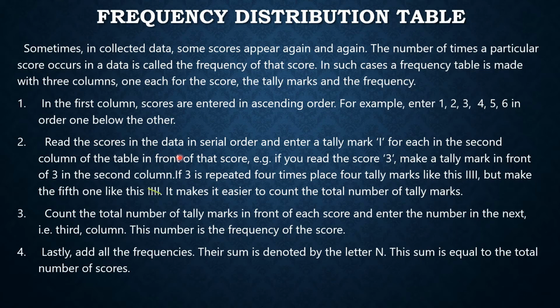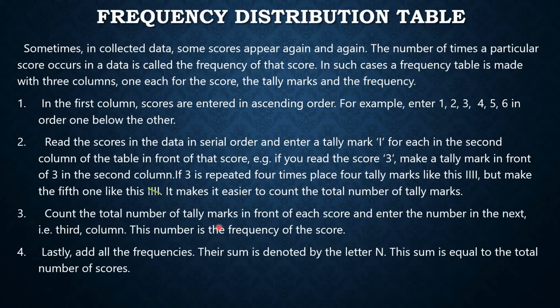Read the scores in the data in serial order and enter the tally marks, 1 for each, in the second column of the table in front of that score. Example, if you read the score 3, make a tally mark in front of 3 in the second column. If 3 is repeated 4 times, place 4 tally marks like this, but make the fifth one like this, that is, 1 will be crossed over the 4, so in total it will become 5. It makes it easier to count the total number of tally marks.